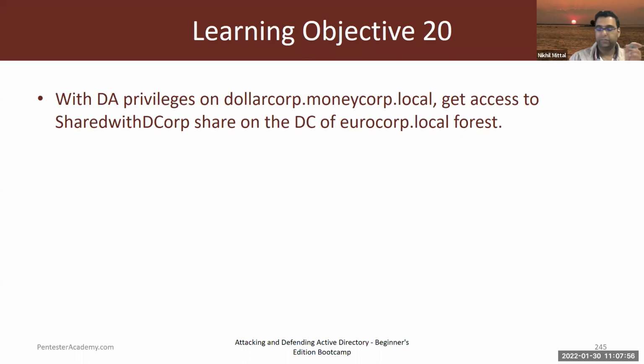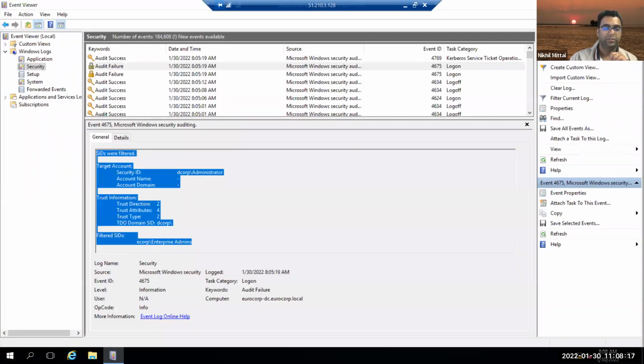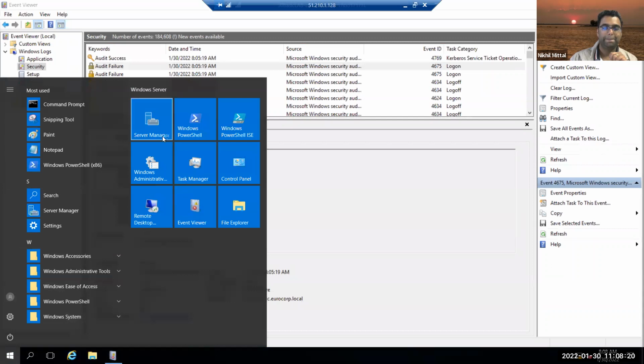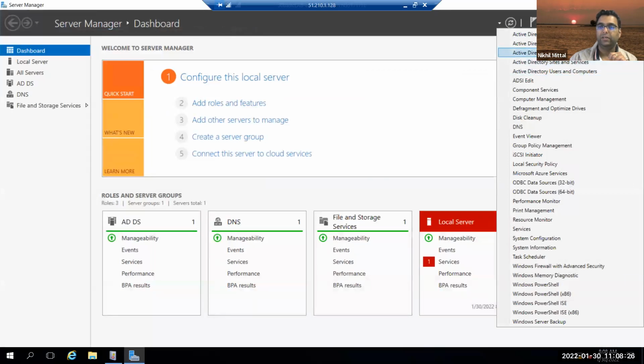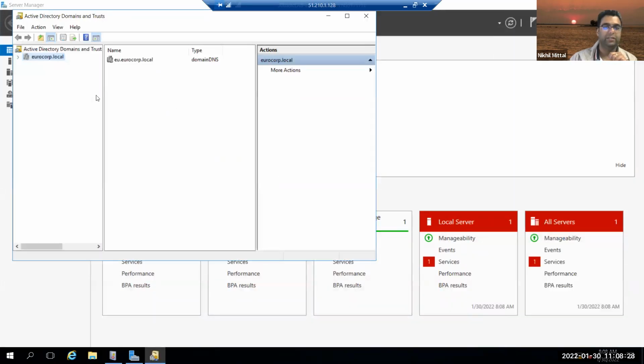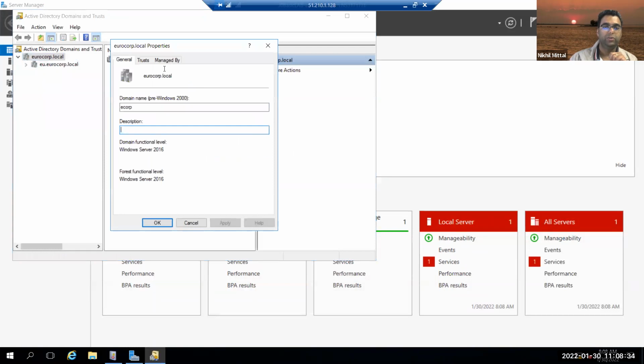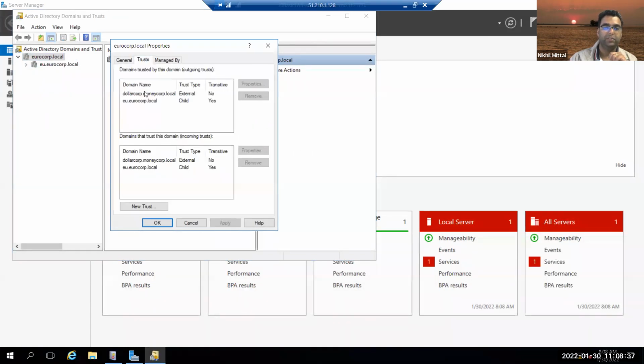Another question is, and that is a very interesting one, why are we grabbing the RC4 and not the AES-256 key? Because still today in 2022, cross-forest encryption that is used is not AES but RC4. So if you go to EuroCorp or to $corp, and that is on any DC, you see this. Go to Active Directory Domains and Trusts. So EuroCorp has trust relationships with $corp and a child domain.